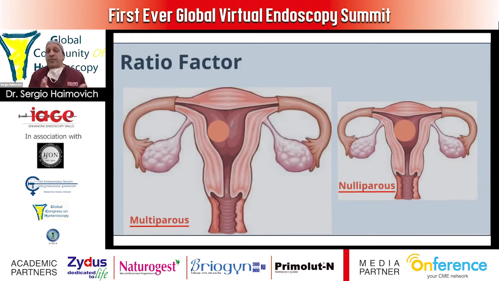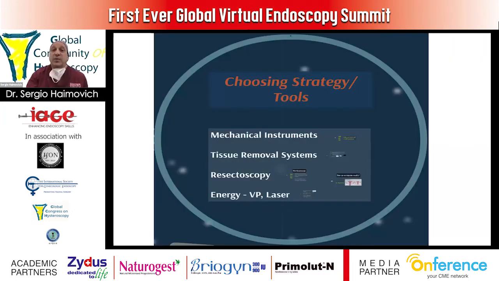So how can we improve our results? That's something we are going to see. What we can do is to try to reduce the myoma in order to improve the results. So let's go: how can we choose the right strategy, the right tools in order to perform office hysteroscopic myomectomy?